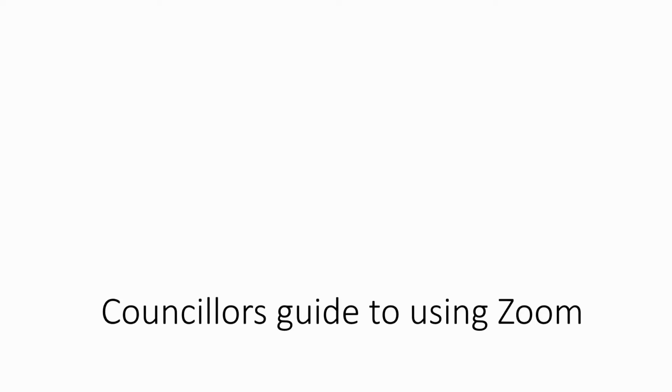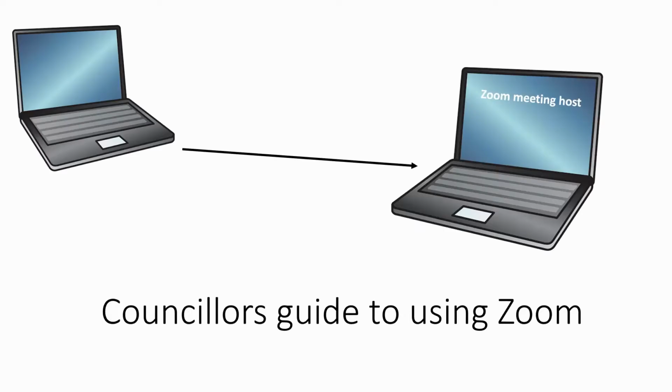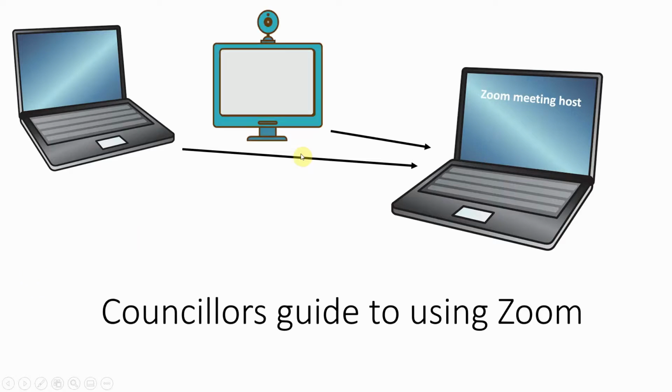So I'm just going to start with telling you how Zoom works. It works by me setting up a meeting on my laptop, which is an online space. And you will be able to join the meeting by downloading the software on your computer. If you've got a camera in the top of your laptop and integrated microphone, that's a good way to join the meeting. You might also have a desktop computer that's got a webcam and microphone attached to it.